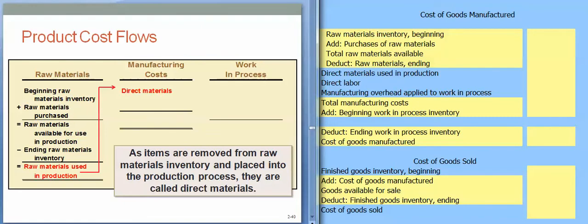First, let's look at our product cost flows for raw materials. We have beginning raw materials. We'll add to that materials we purchased during the period, and that gives us raw materials available for use in production. Finally, we will deduct any ending raw materials inventory to get the cost of raw materials or direct materials used in production.